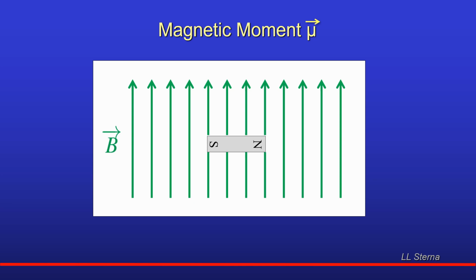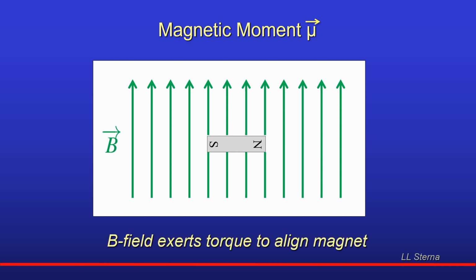Now we place a bar magnet in the magnetic field. What's going to happen? Well, if the magnet is free to turn, free to rotate, the B field will exert a torque to align the magnet. This is just like the compass. If you hang a magnet from a string, it's going to align in a north-south direction like that.